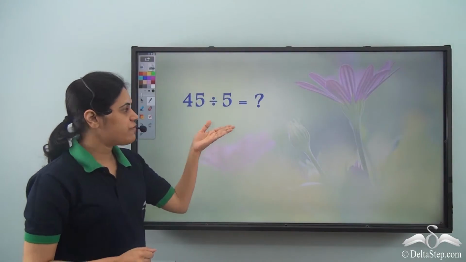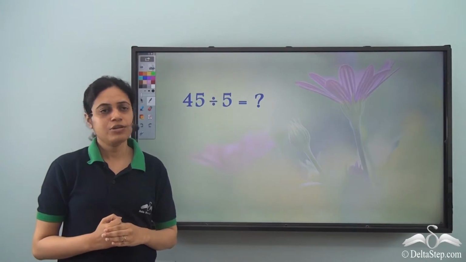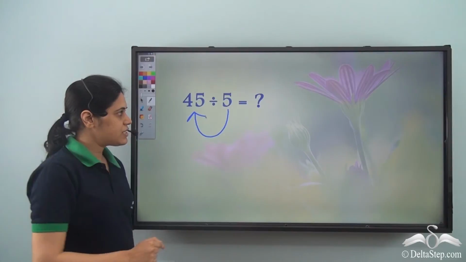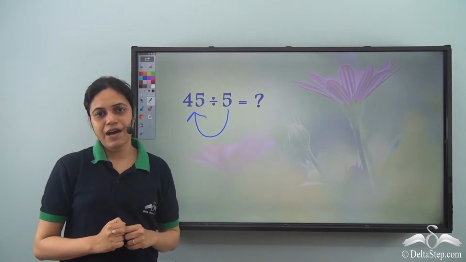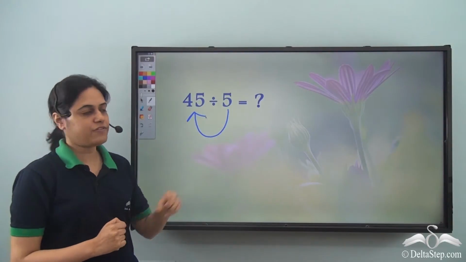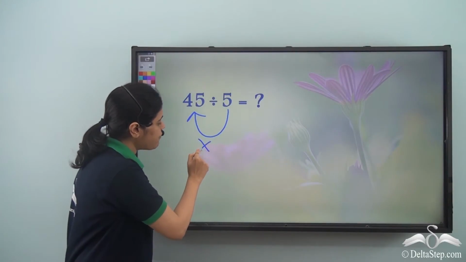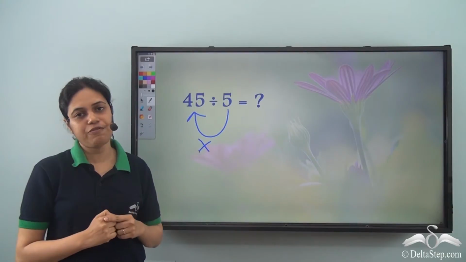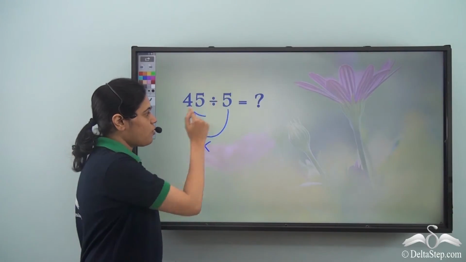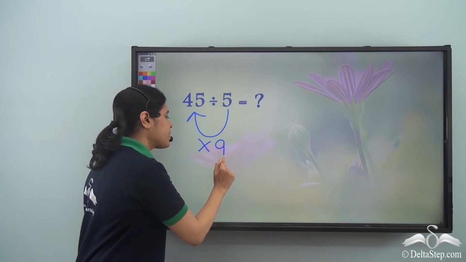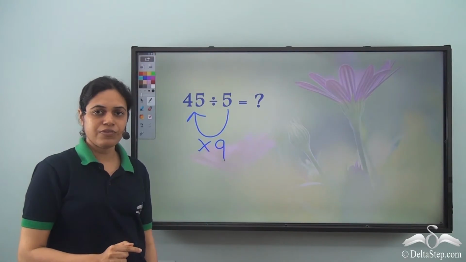Now what is 45 divided by 5? So 45 divided by 5 is, what do I multiply 5 with to get 45? So I need to come back from here to here. So what do I multiply 5 with to get 45? So recall the table of 5. 5 into 9 is 45.